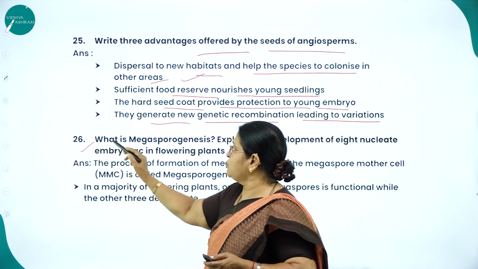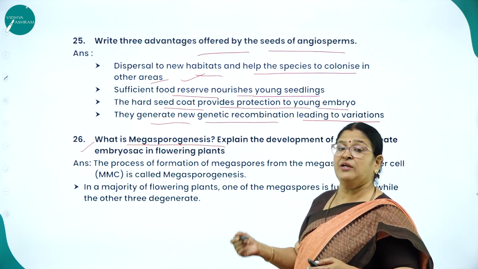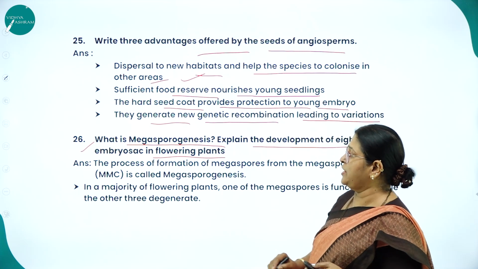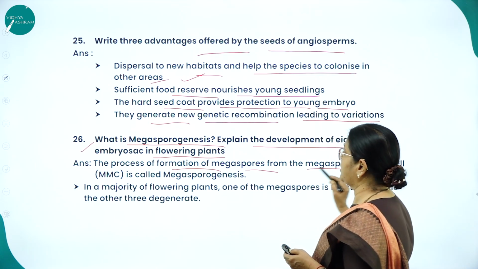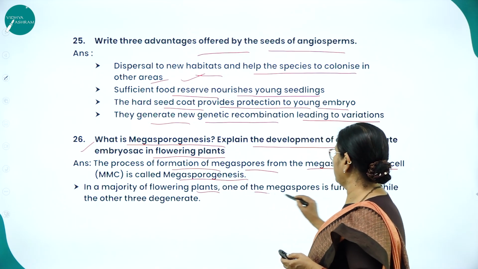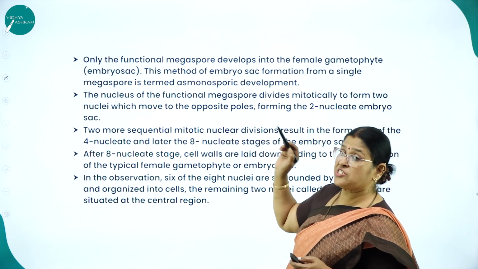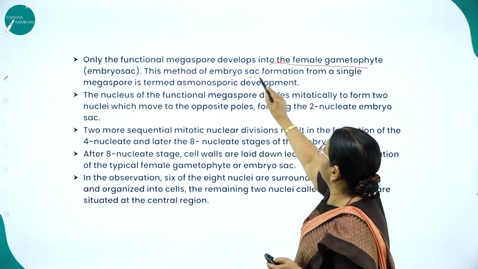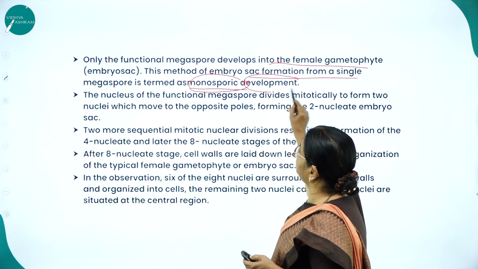Then question number 26. What is megasporogenesis? In the previous slide, what is microsporogenesis and the structure of the TS of young anther? Explain the development of 8-nucleate embryo sac in flowering plants. So what is megasporogenesis? The process of formation of megaspores from the megaspore mother cell is called megasporogenesis. In a majority of flowering plants, one of the megaspores is functional while the other 3 degenerate. Only the functional megaspore develops into female gametophyte, that is the embryo sac. This method of embryo sac formation from a single megaspore is called monosporic development.